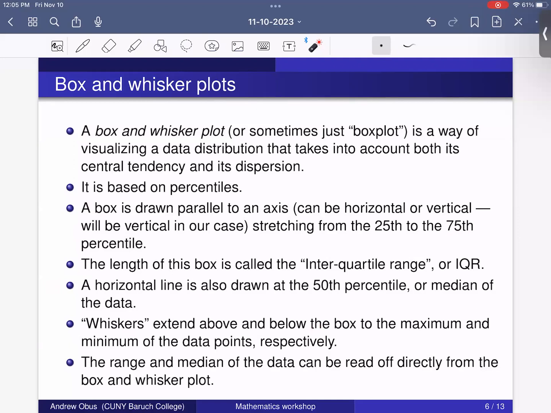And then you can read off the range and the median of the data directly from the box and whisker plot. The median is exactly where this line is drawn at the 50th percentile. And then the range, because the whiskers go up to the maximum point and down to the minimum point, you can also read off from the box and whisker plot.